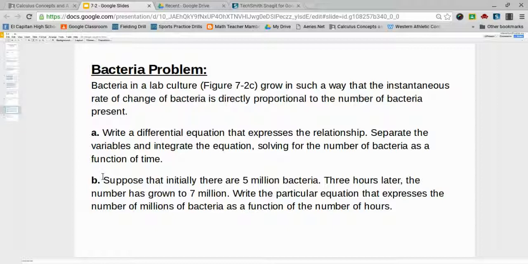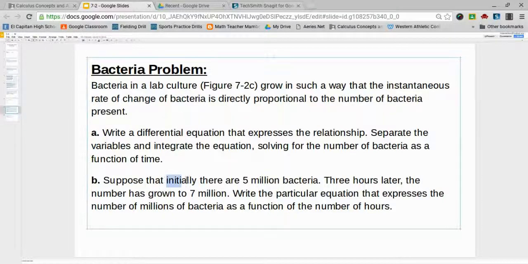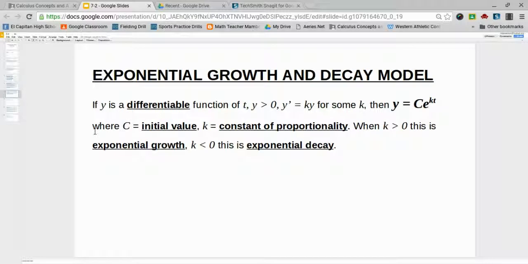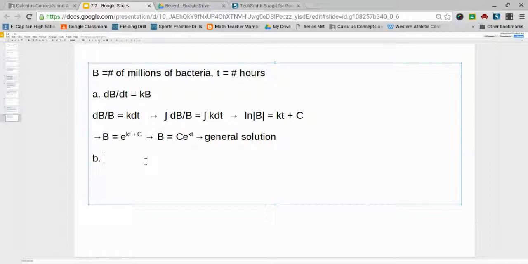So right here, this first part, there's my initial condition. Suppose that there are initially 5 million bacteria. Well, I don't really need to do much solving, because if we remember from here, when I'm given y equals C e to the kt, we know that C is the initial value. So I'm going to go ahead and say b equals 5e to the kt. There is my initial condition.